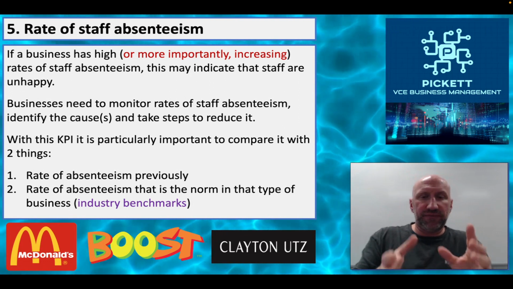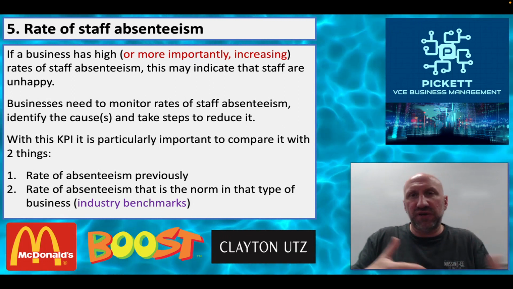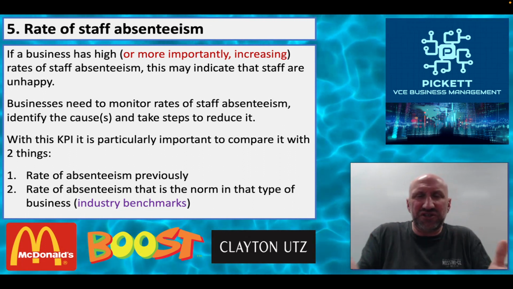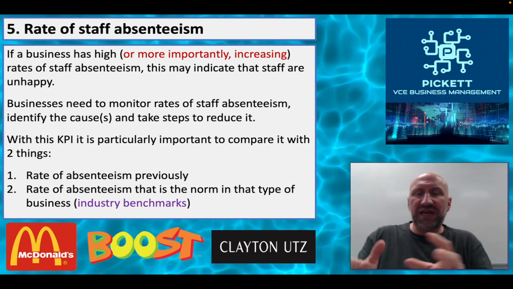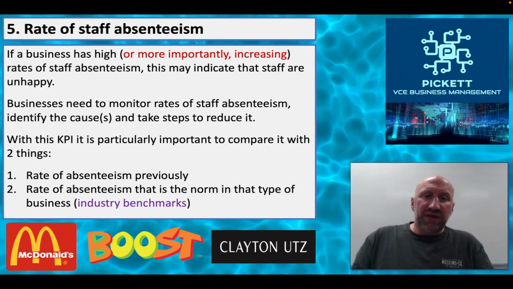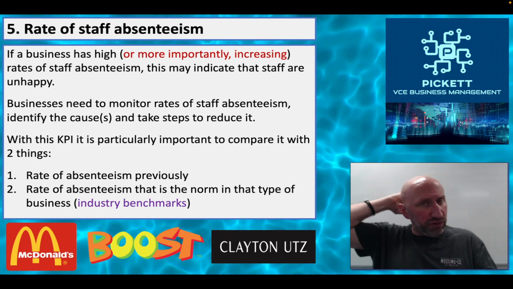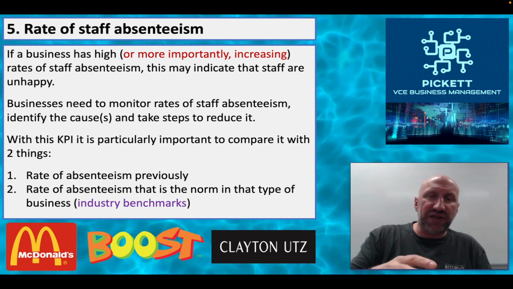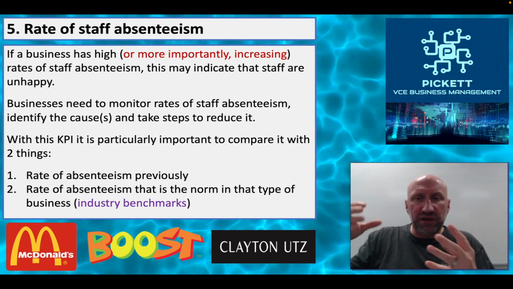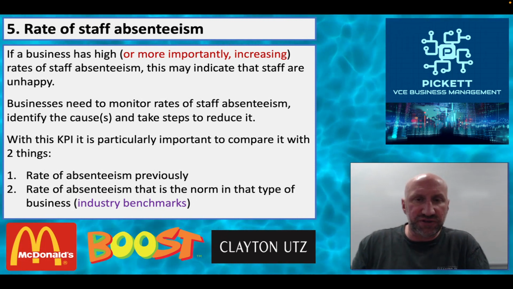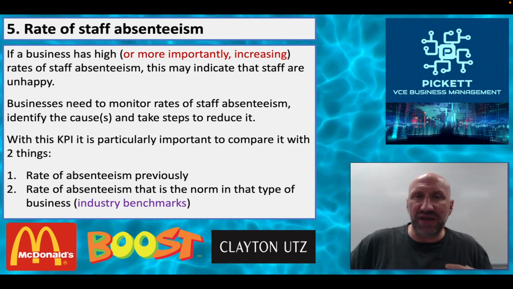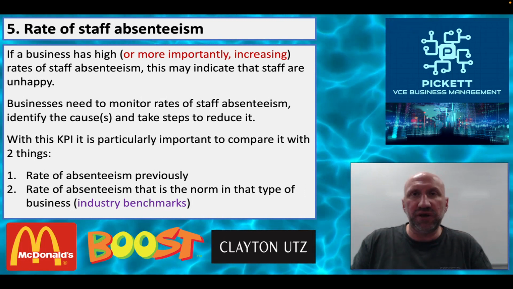So for example, the businesses at the bottom, McDonald's and Boost, both in fast food retail, whatever industry you want to call that. And then Clayton Utz is one of Australia's largest law firms. McDonald's and Boost, or the industry in which they operate, generally are going to have a higher staff turnover than a law firm like Clayton Utz. Okay, I mean, hopefully that would be obvious to you, even without me explaining it to you.